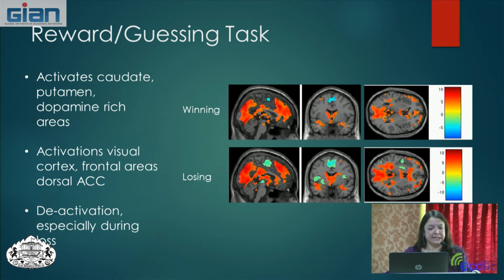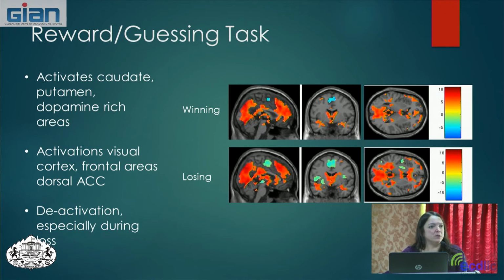And interestingly, when they lose, they get a very similar response. However, we see a lot more negative activation on losing than we do on winning. I haven't talked too much about deactivation. I've talked about activation, the areas of the brain that are active when people are doing a task. But in fact, we can also see deactivation. Activation is when the BOLD signal goes up. Deactivation is when the BOLD signal goes down.